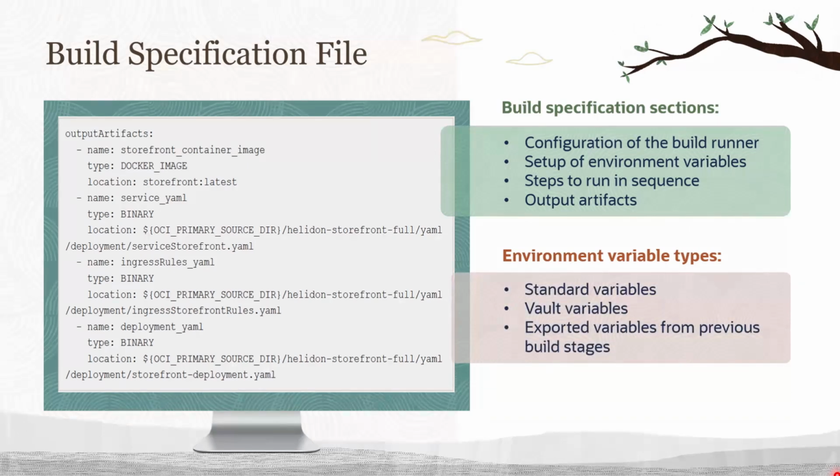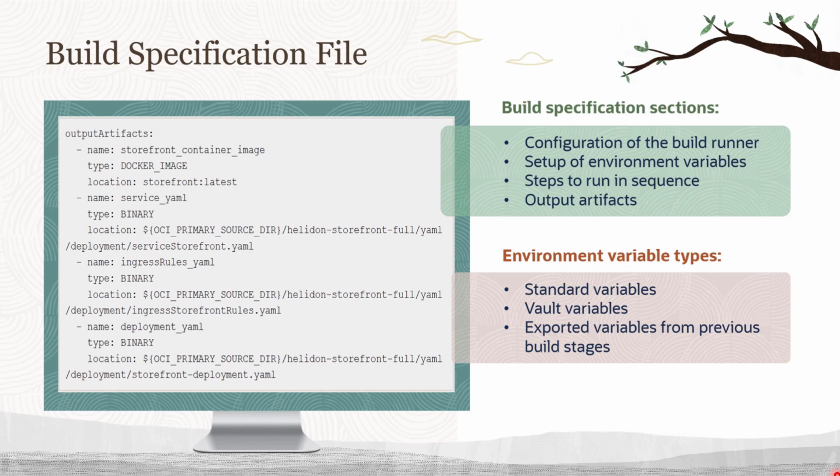Environment variables are defined in the build specification file. They can be standard variables which act like any regular variables which can be used in the later steps within the particular build stage. Vault variables are used to manage your vault secrets. These also persist across steps, but they cannot be exported outside the build spec to prevent leakage of confidential information.